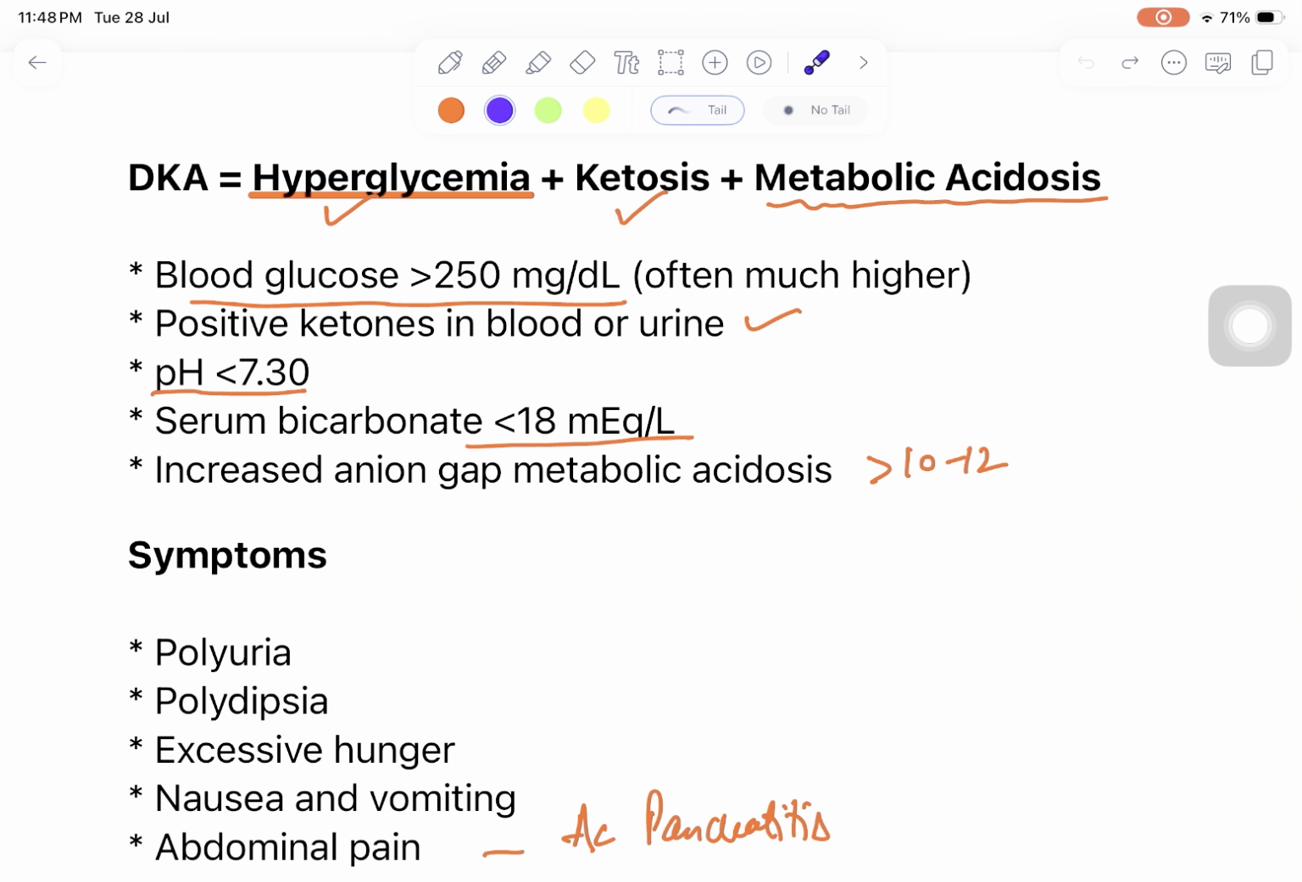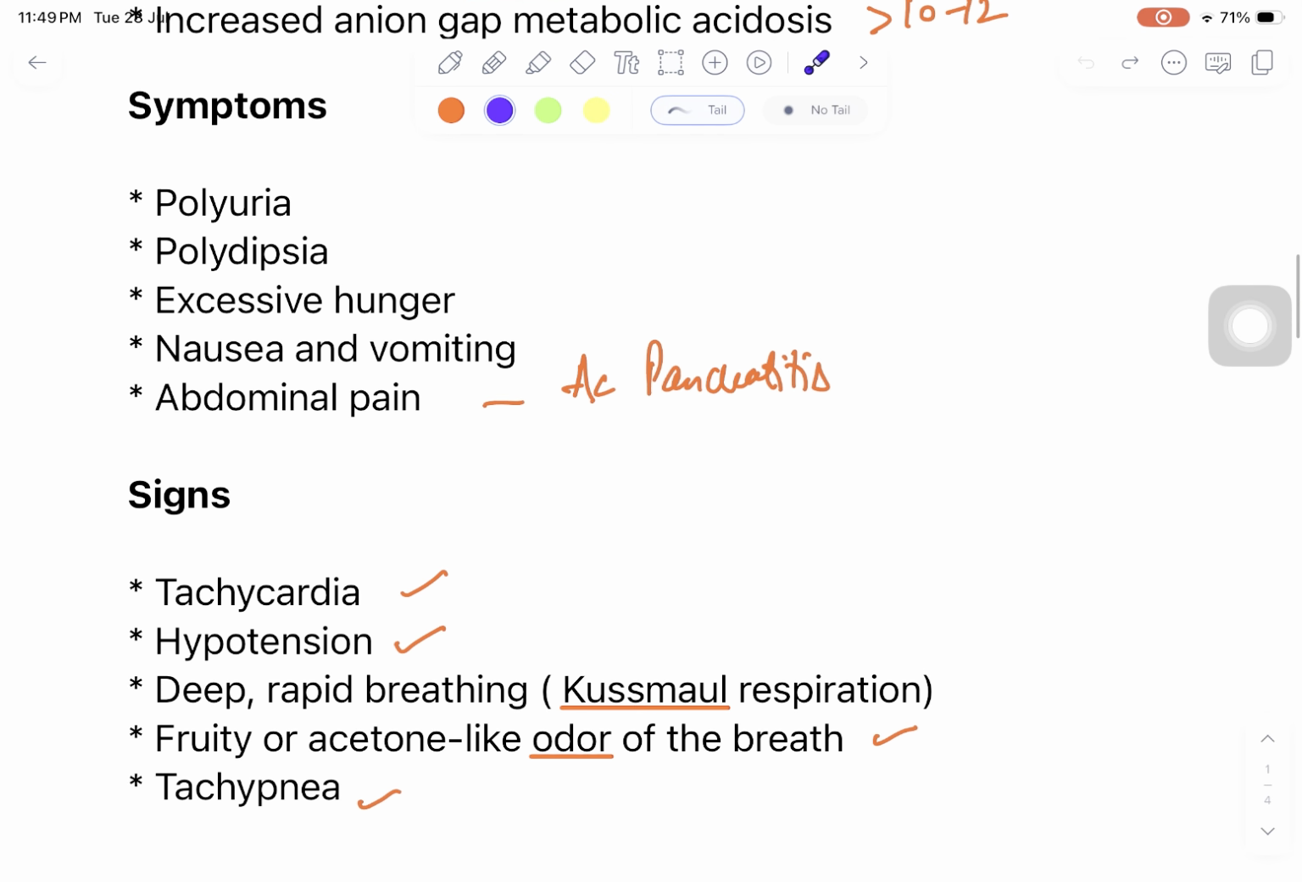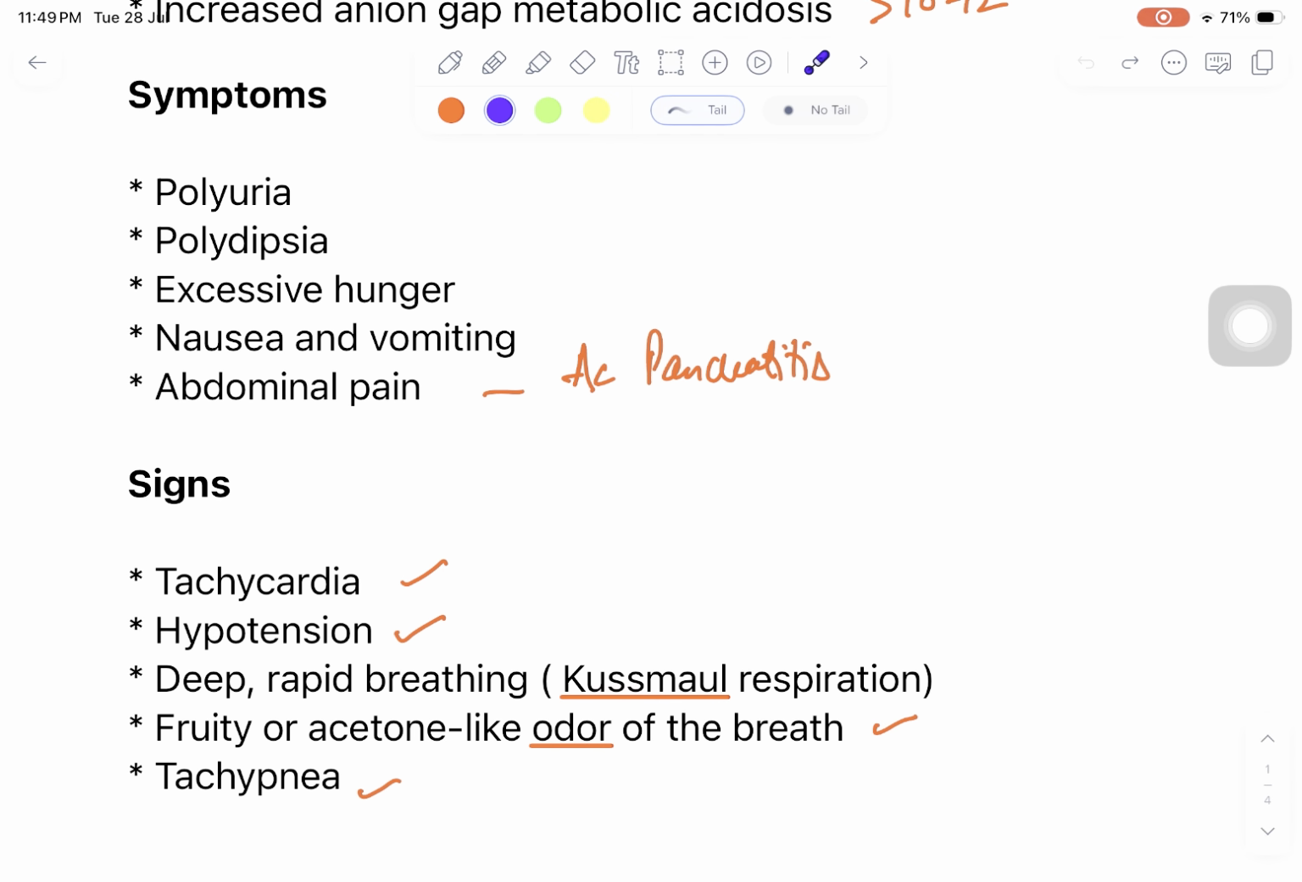Then there is ketosis. There are positive ketone bodies in the blood and the urine. Then metabolic acidosis. pH is less than 7.30 and bicarbonate is less than 18 milliequivalent per liter. Then there is increased anion gap, that is more than 12.